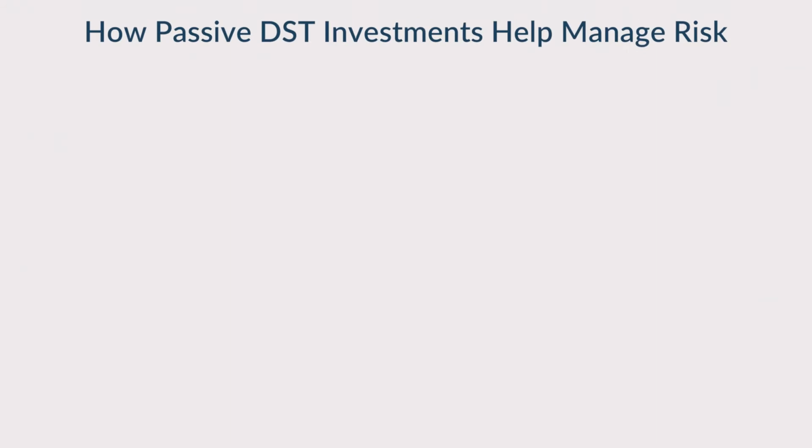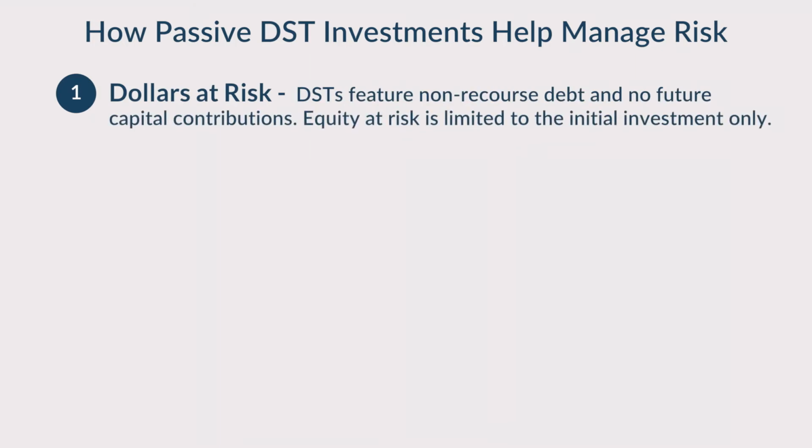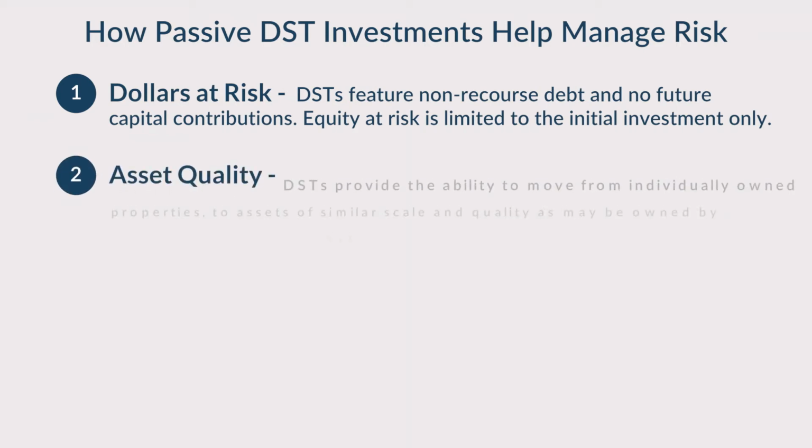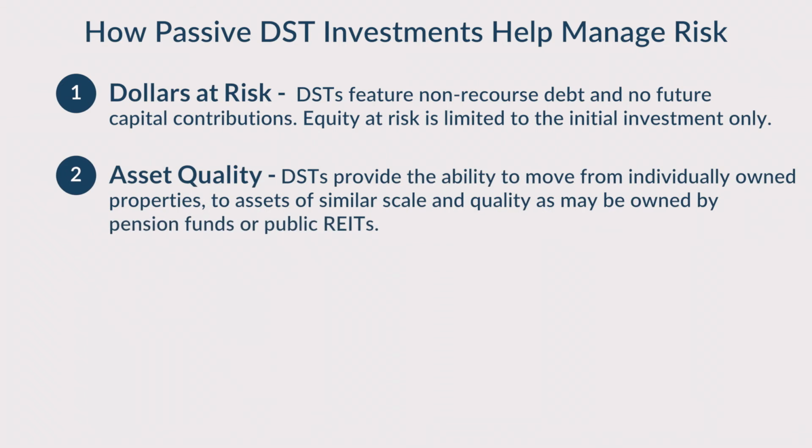Passive DST investments help manage risk in 4 key ways. 1. Dollars at risk. DSTs feature non-recourse debt and no future capital contributions. Equity at risk is limited to the initial investment only. 2. Asset quality. DSTs provide the ability to move from individually owned properties to assets of similar scale and quality as may be owned by pension funds or public REITs.